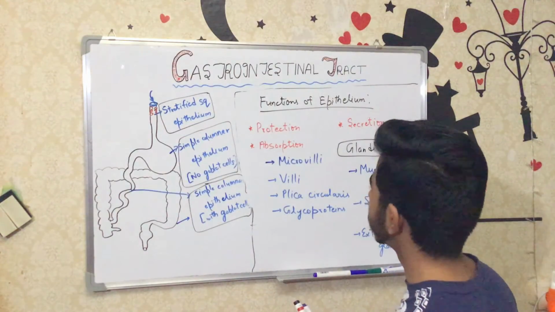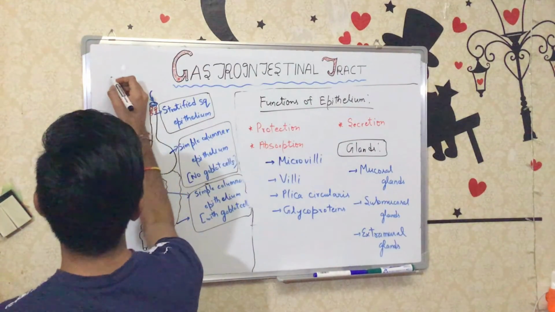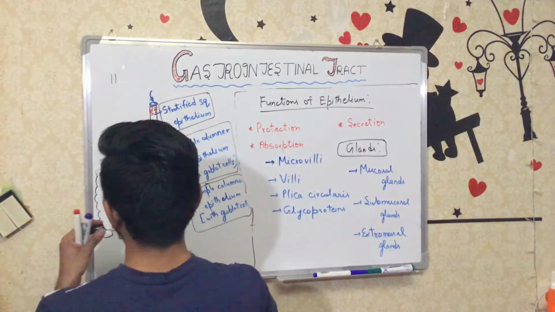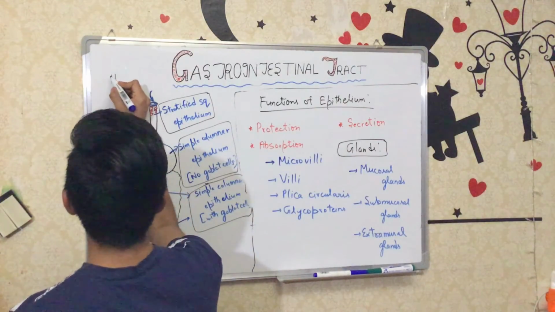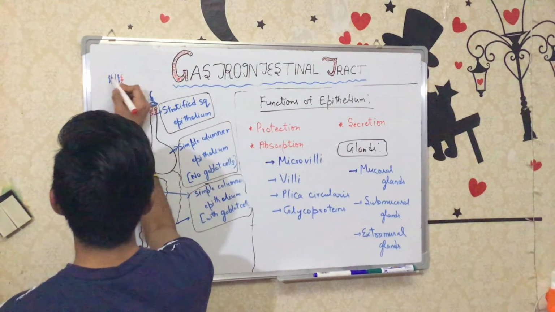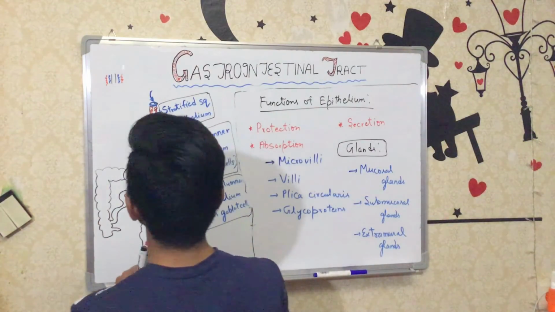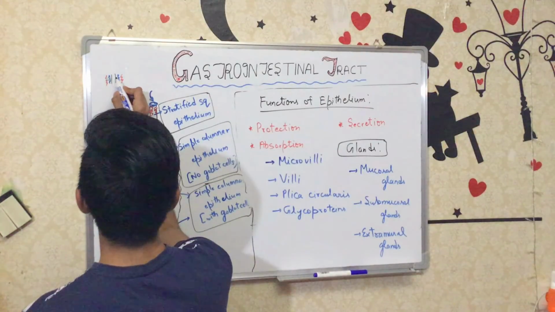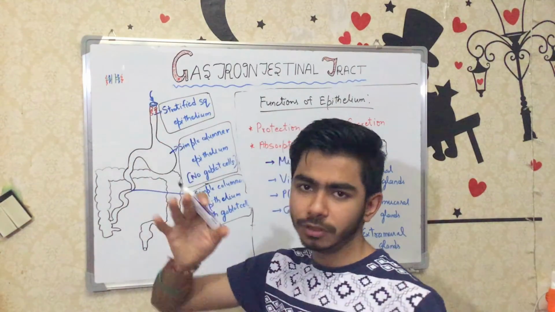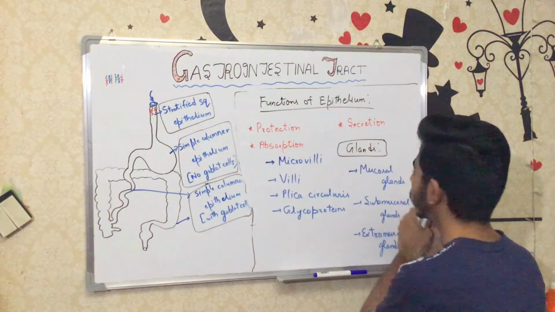If I talk about the layers, just focus over here. Suppose this is the epithelial lining, and around it there is the lamina propria. Then we have the muscularis mucosae, here with the red. These glands are present only up to here, so they are limited within the mucosal layer. These three layers comprise the mucosa. That's why it's the mucosal gland.